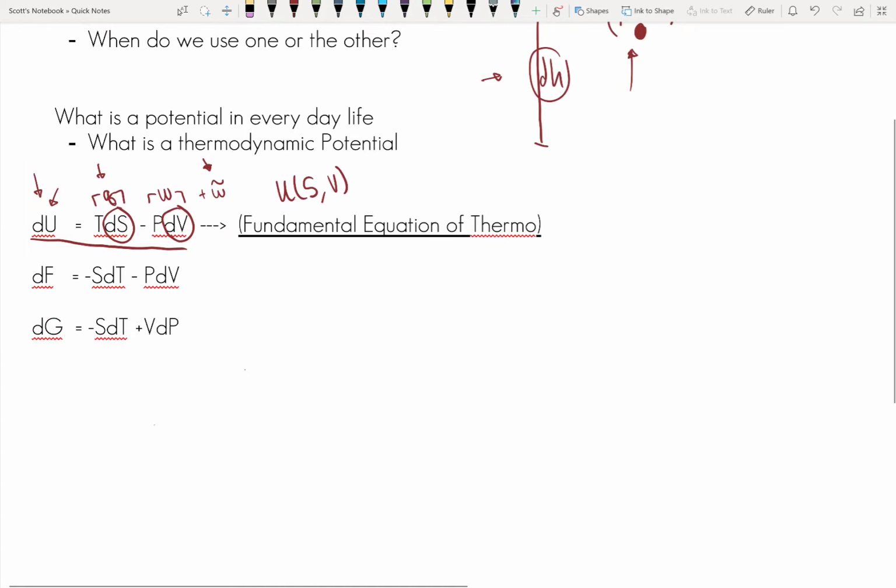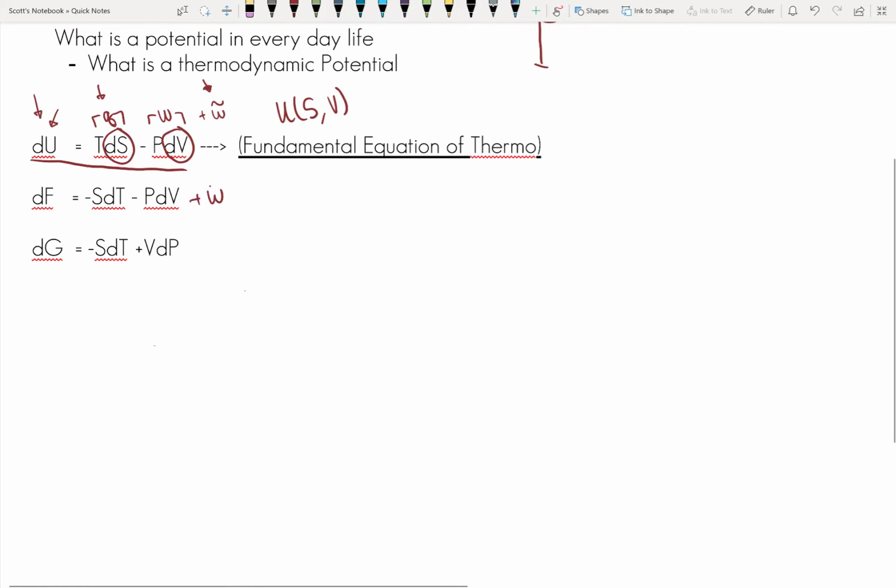Often, however, it is much more convenient to talk about pressure, volume, and temperature. And the two thermodynamic potentials that are most frequently used to talk about pressure, volume, and temperature relationships, and I should mention these other forms of work, are Helmholtz free energy and Gibbs free energy. And as I'm sure you have already pieced together, the natural variables of the Helmholtz free energy are temperature and volume, and the natural variables of the Gibbs free energy are temperature and pressure.